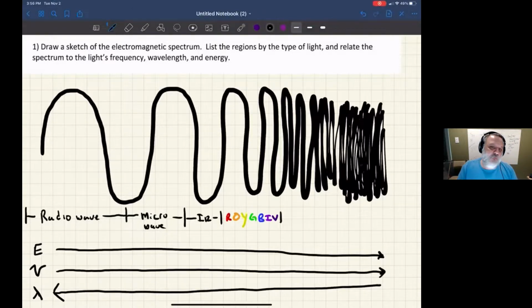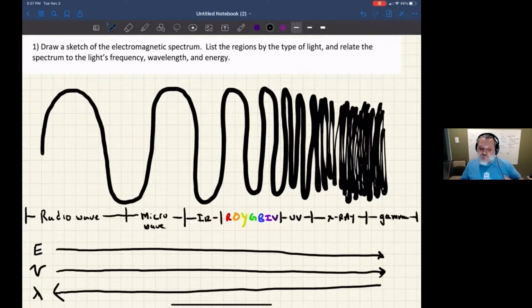And so if you remember that the order of the visible spectrum is Roy G. Biv, then you know that the R, the IR, goes with the red. And then what comes next? It's the one that goes with the violet. So it's UV. Then after UV is X-ray. And then the last one, the highest energy, is gamma.